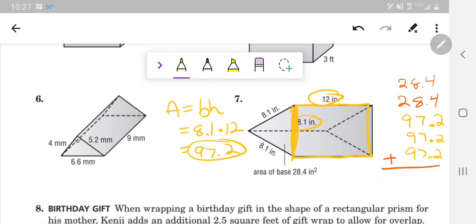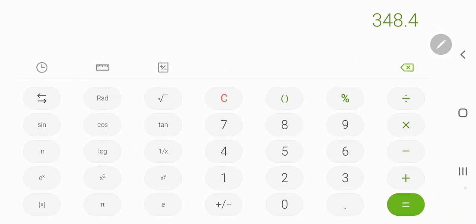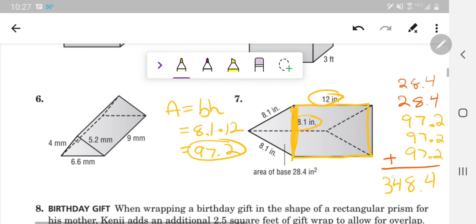So total is 348.4. Good to go. And we need inches squared. Area is always inches squared. And all right, so there we go. That one actually turned out a little bit easier because we had so many similar shapes, or congruent shapes. So good job. Good luck on the quiz, and hopefully you guys will ace it.